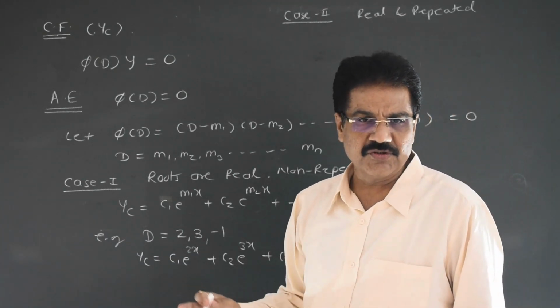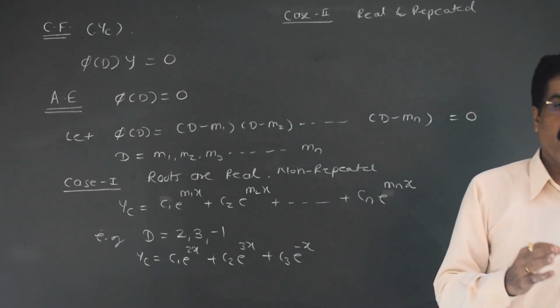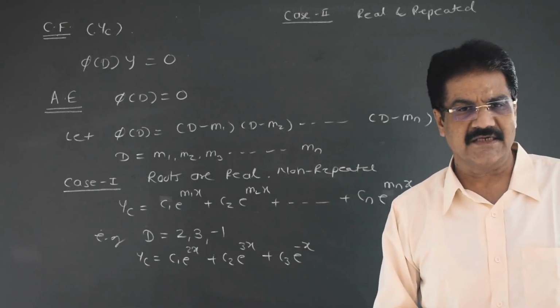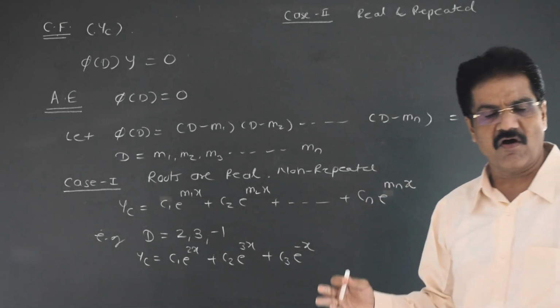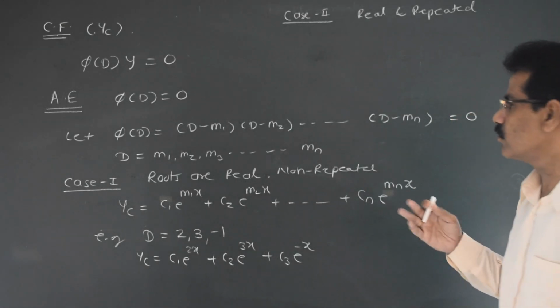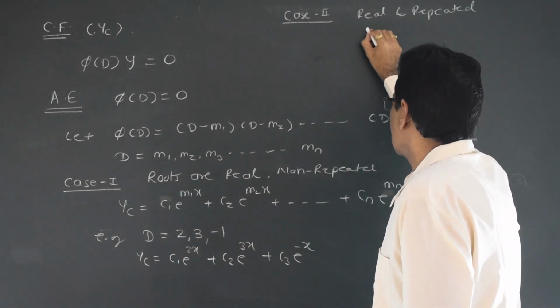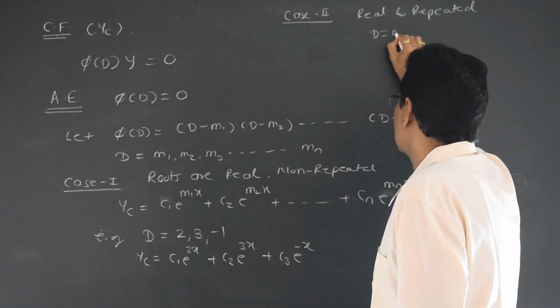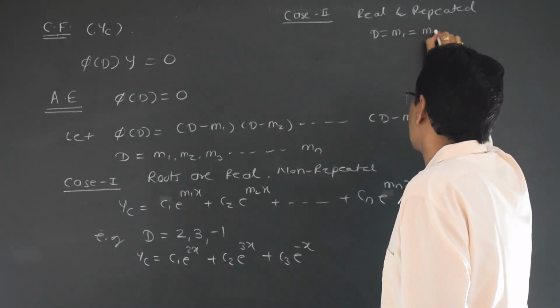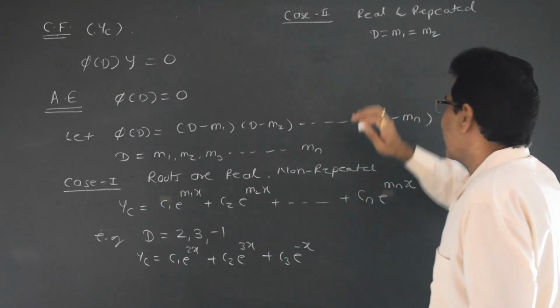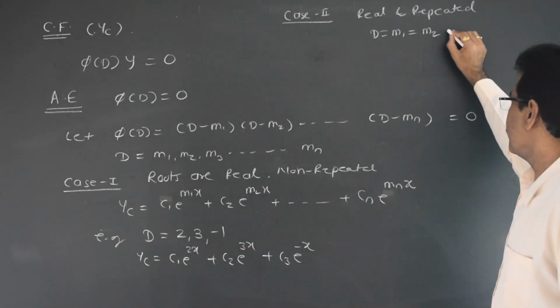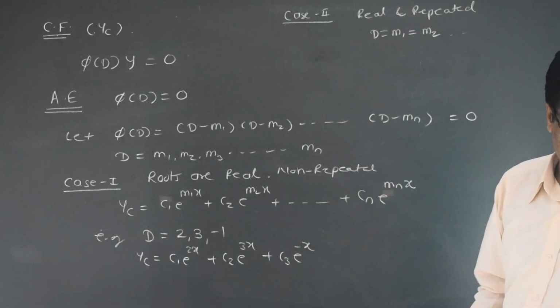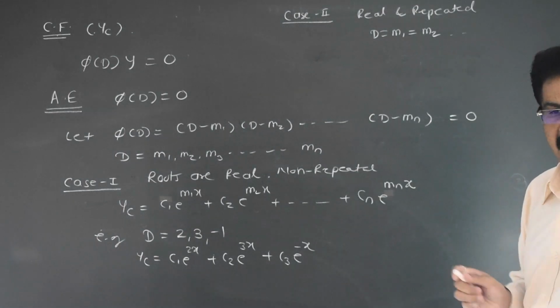For all these solutions, we are going to understand only the method of writing down the answer. We are not going into detail of the derivations of these solutions. So when roots are repeating 2 times, means if D is equal to m1 is equal to m2, or we can say that m1 is equal to m2 but other roots are different. So m1 and m2, these two are equal roots.